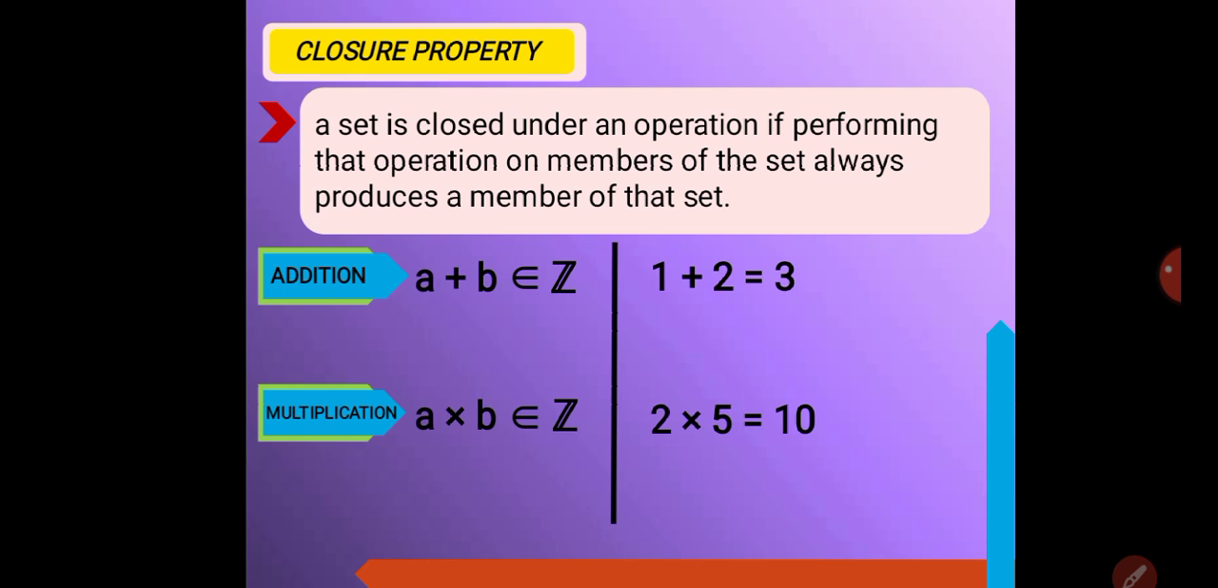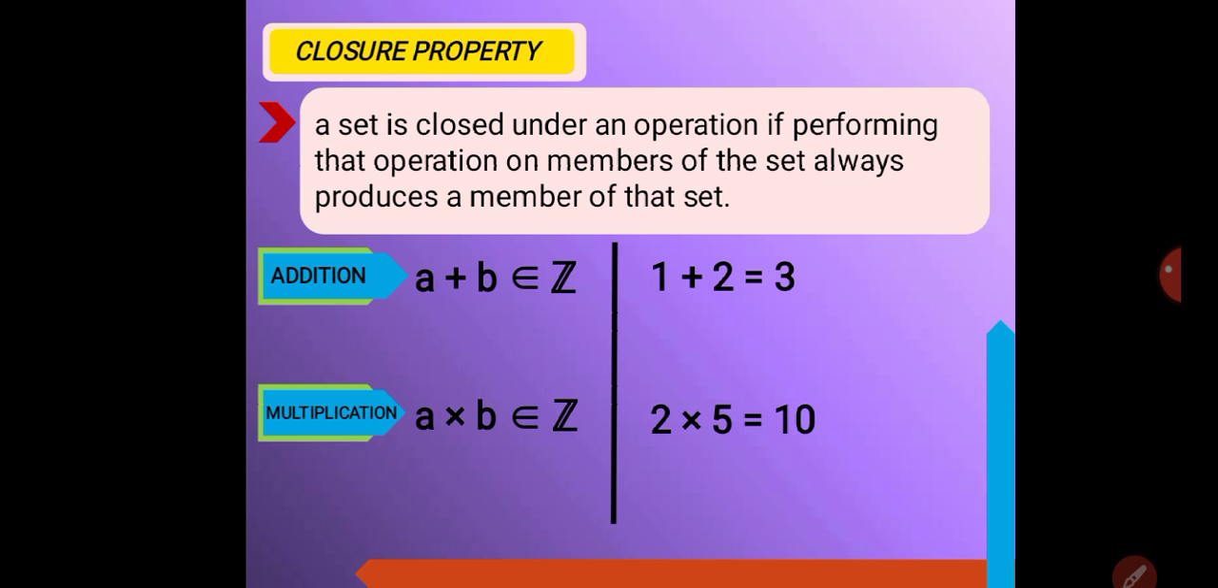Closure property. A set is closed under an operation if performing that operation on members of the set always produces another member of the set. So, pasabot, one real number plus another real number produces another real number. Example for addition: a plus b is an element of all integers. So, for example, one element, one another element. So, 1 plus 2 produces another element, which is equal to 3.